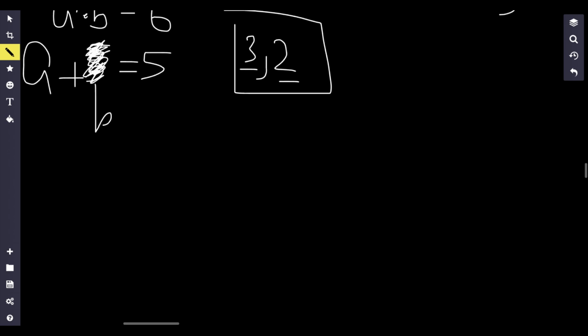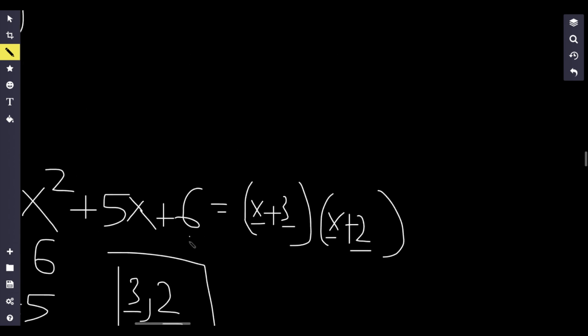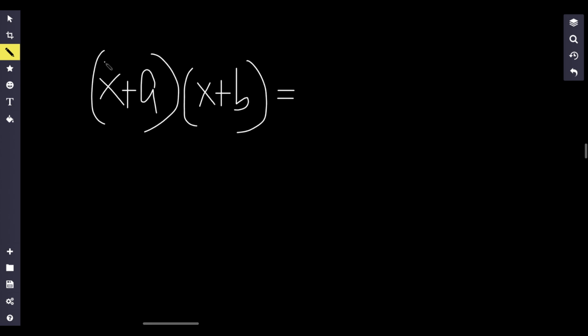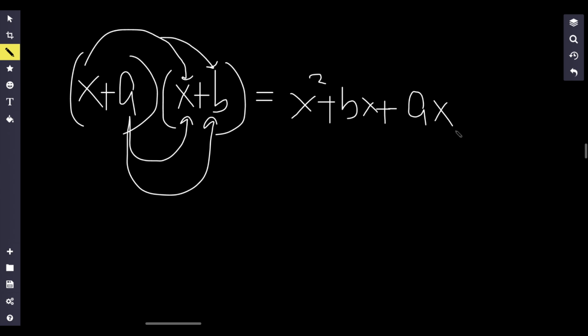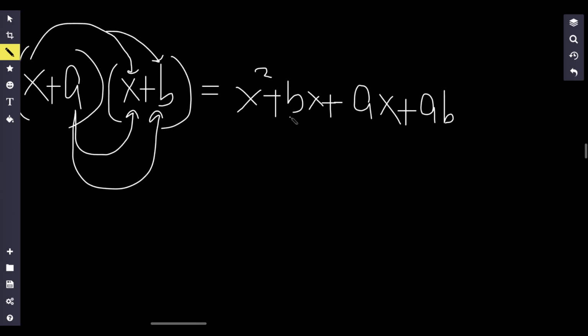Now, you can actually think about why factoring works. Why does this strategy work? Well, let's say you have x plus a times x plus b, right? When you expand this out, you use the distributive property, right? So it's going to be x squared plus bx, and then you can distribute this out, so it's going to be plus ax, and then plus ab. Now, these two terms right over here, I can factor out an x.